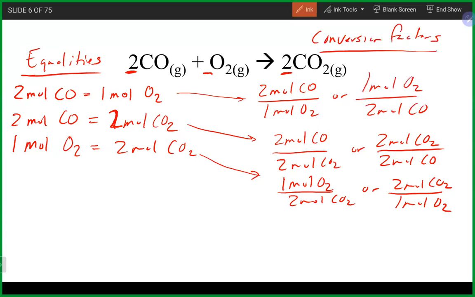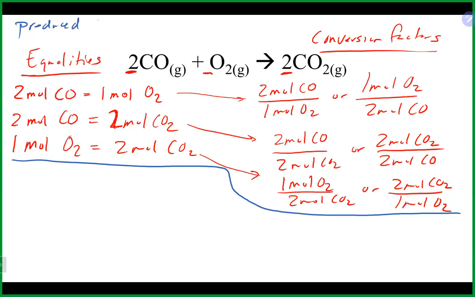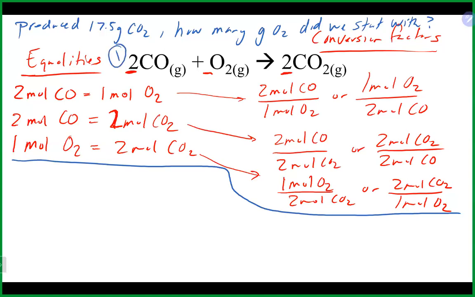So for example, here, let's just say that we produced 17.5 grams of CO2. How many grams of O2 did we start with? If we were going to do this problem, the first thing that we want to do, which is already done for us, is to make sure the equation is balanced.